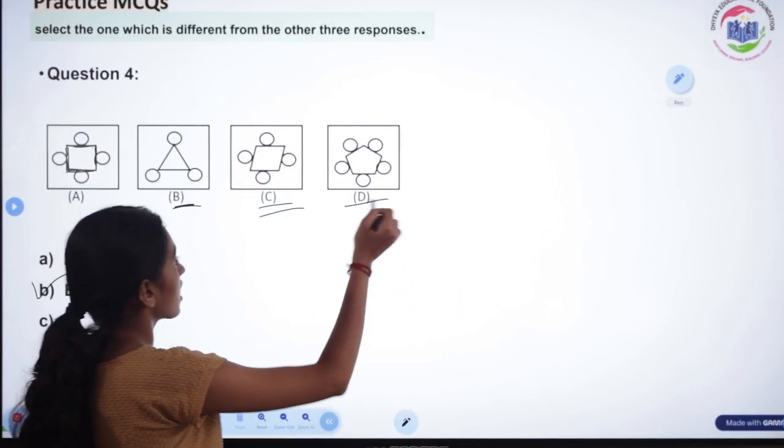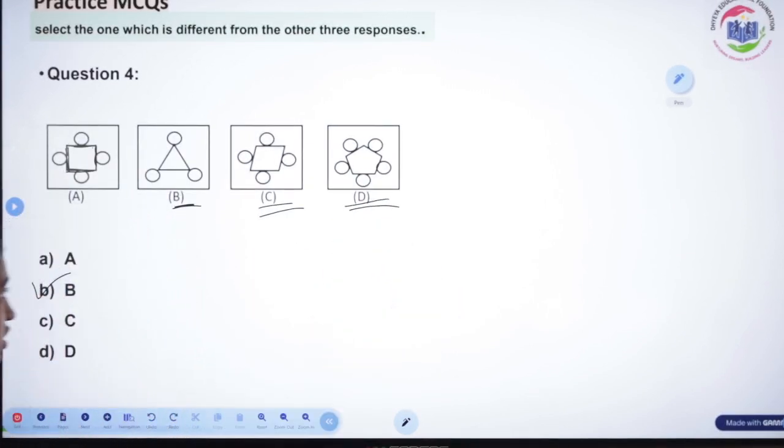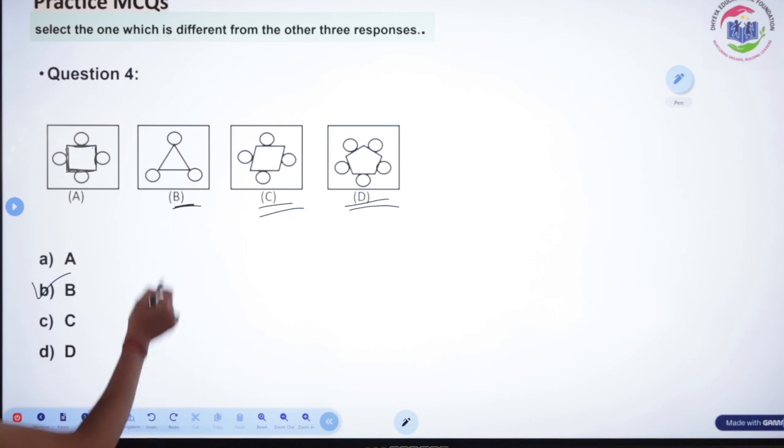Again in option D also, the circle is touched to the edge of a shape, but in option B it is not touched to the edges but to the vertices. Because of this, option B is the correct option.